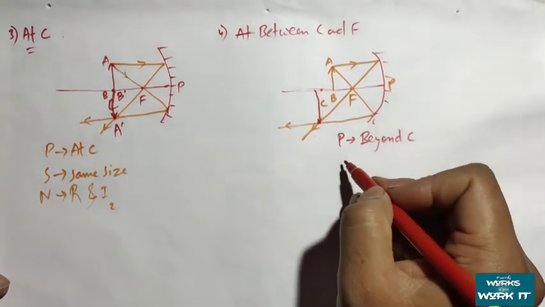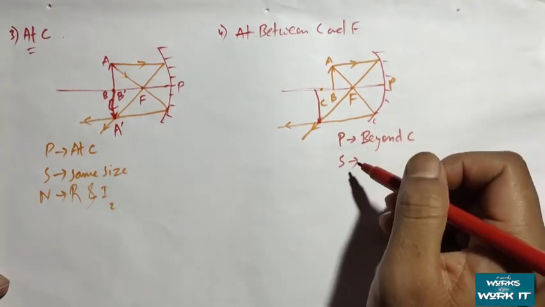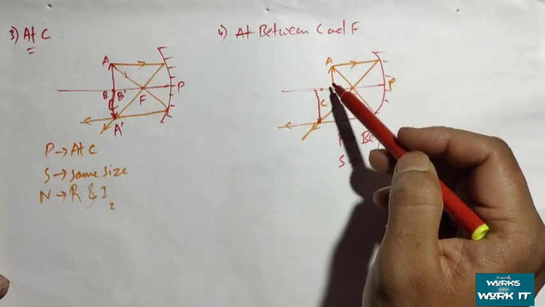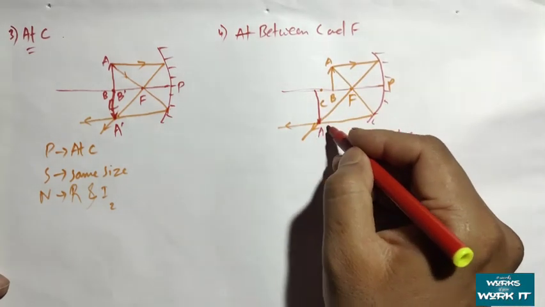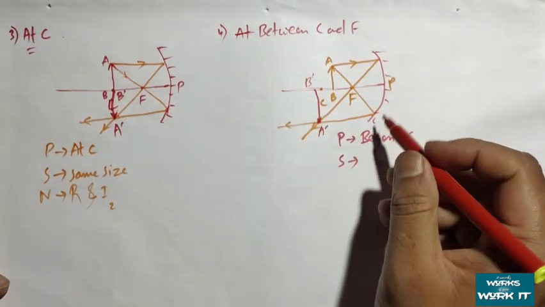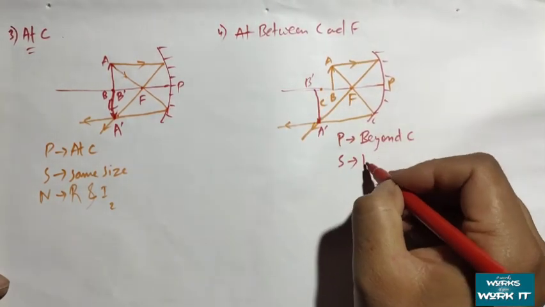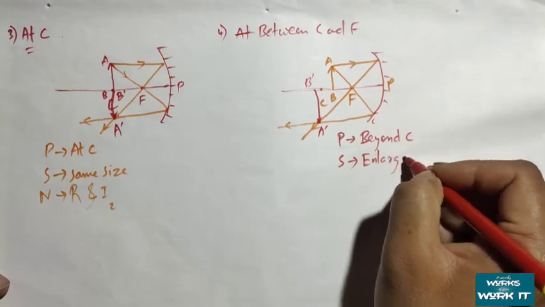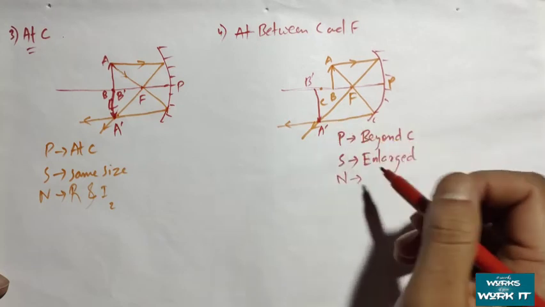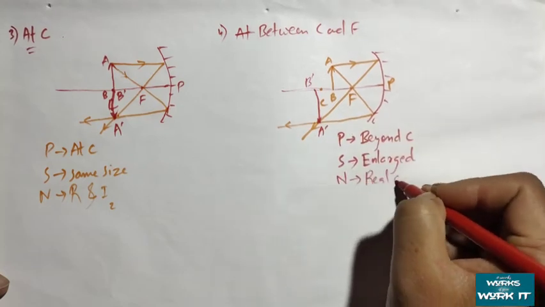Okay, when we talk about the size, if you see the size of the image, it is more than that of the object. So here we can write the name of the image, A dash B dash. Size will be more than the object, so it can be written as enlarged. Okay, next the nature: nature is again real and inverted.